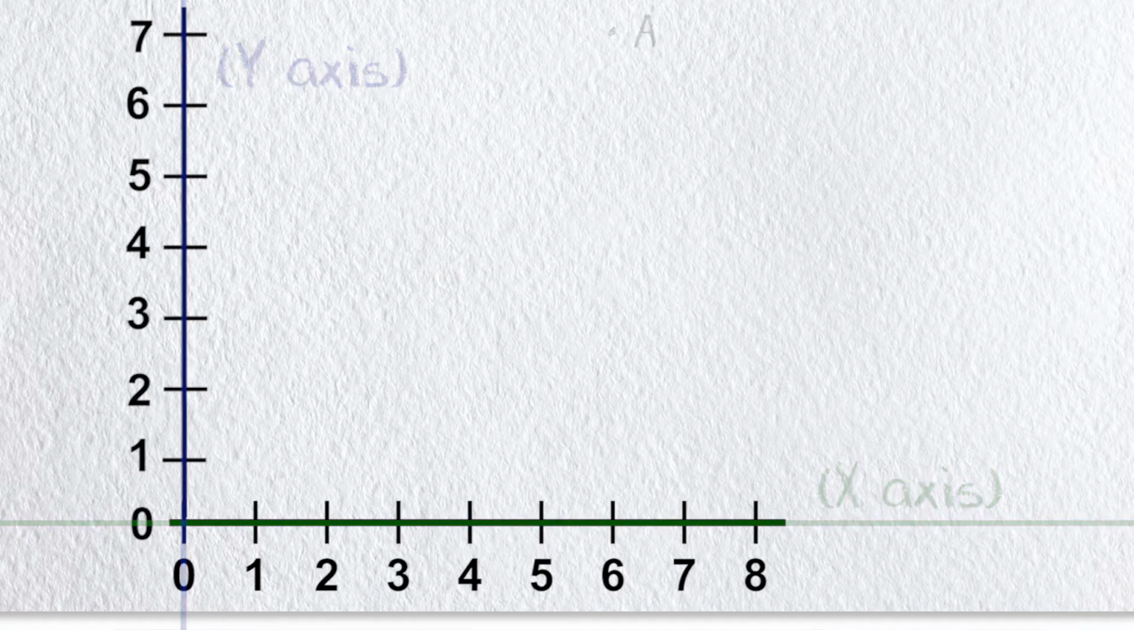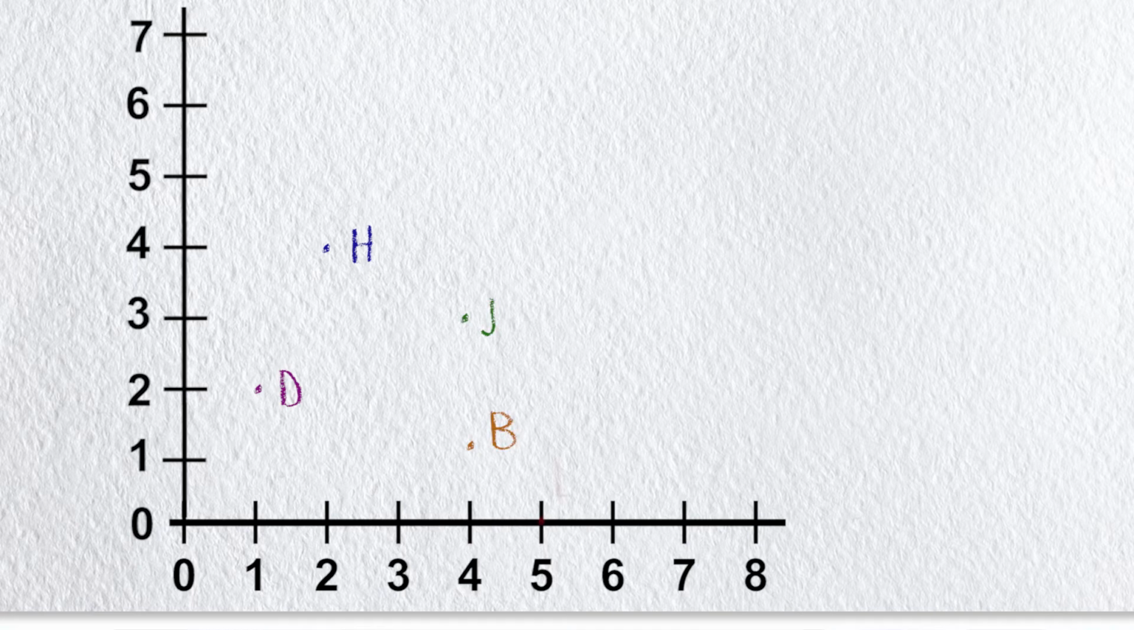In this next example, we have points D, H, J, B, and L on a coordinate plane. Remember, when identifying coordinate pairs, we always place both coordinates inside parentheses separated by a comma, with the x-axis coordinate first. The ordered pairs for each point are as follows.